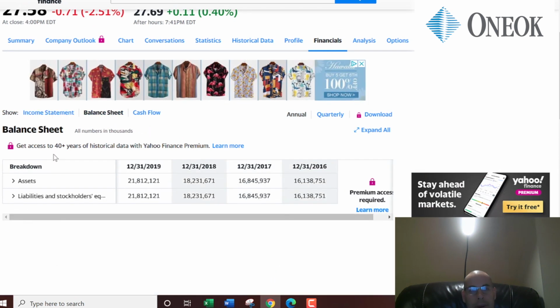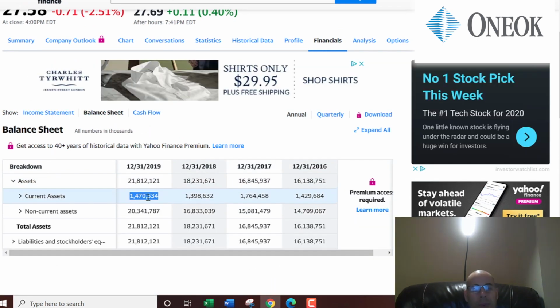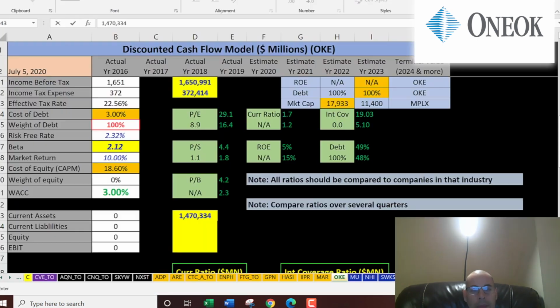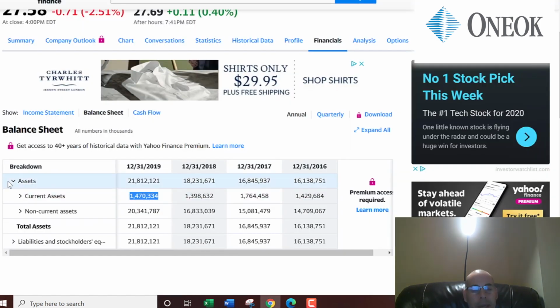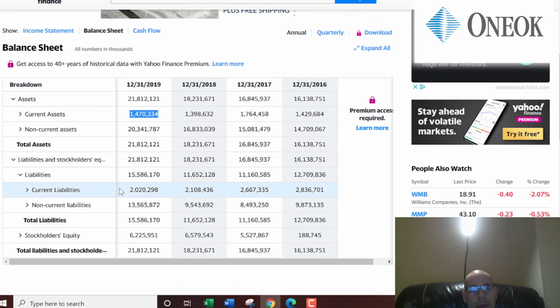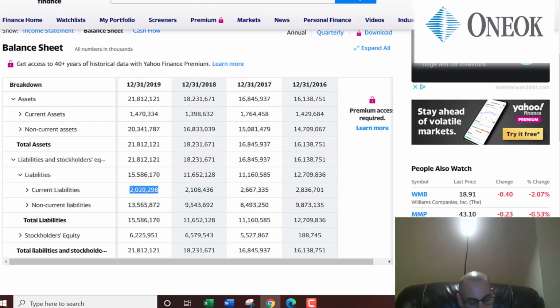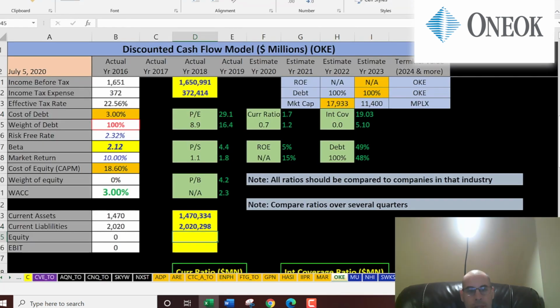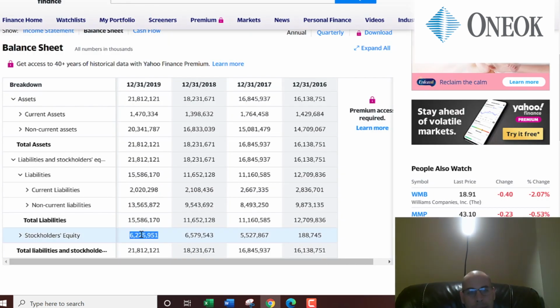So let's get their current assets. That's $1.5 billion, and those are cash, accounts receivables, and inventory, assets that can be liquidated into cash within 1 year. Now let's get their current liabilities. These are debts and payables, which are due within 1 year, and that's $2 billion. And their equity is $6.2 billion.